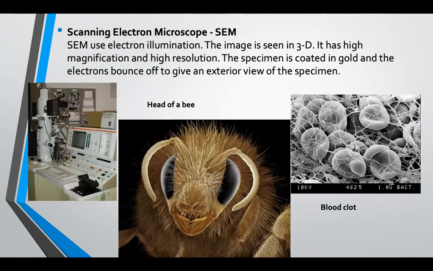The scanning electron microscope is really neat. It uses electron illumination, so it beams electrons at a specimen, and then the electrons bounce off to give an exterior view of the specimen. So the image seen is 3D. It has extremely high magnification and high resolution. The specimen is coated in gold, and that's what the electrons will bounce off of.